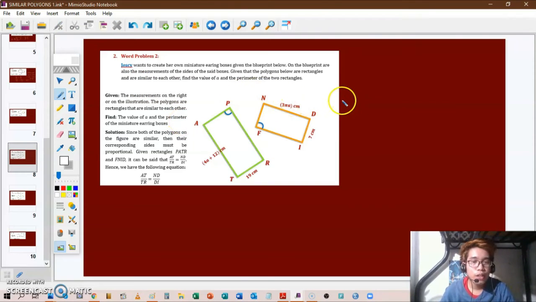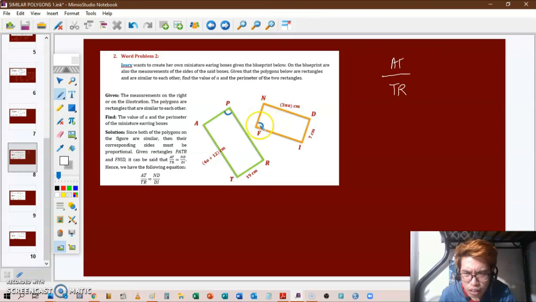Okay, so to solve for the value of A, let's first create a formula. We have AT over TR, named as PATR, and this one is named FN, FNDI. So therefore we can say that it's equal to ND over DI.